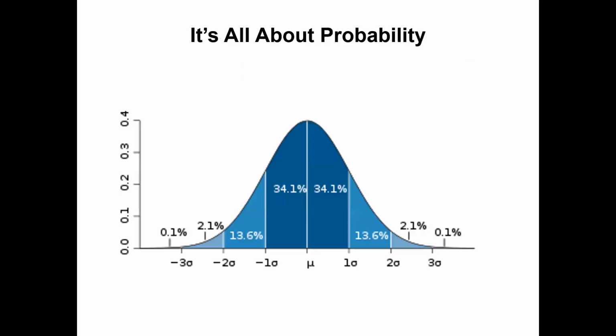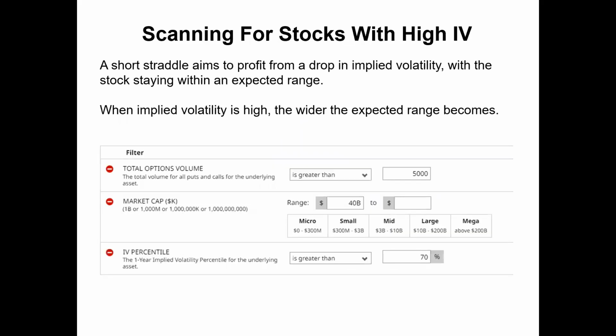Just like an iron condor, which we've looked at previously, the idea is that the majority of the time stocks are going to stay within a specified range, about 68% of the time within a 1 standard deviation range, and about 94% of the time within a 2 standard deviation move. So, like iron condors, the first thing we can do is scan for stocks with a high implied volatility. The short straddle aims to profit from a drop in implied volatility, with the stock staying within an expected range. When implied volatility is high, the wider the expected range becomes.